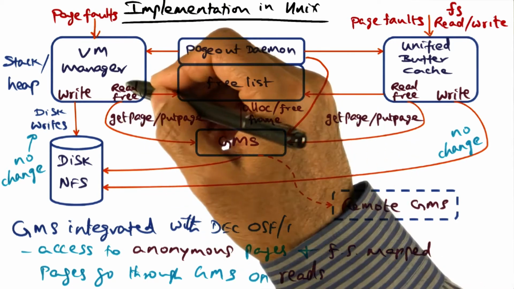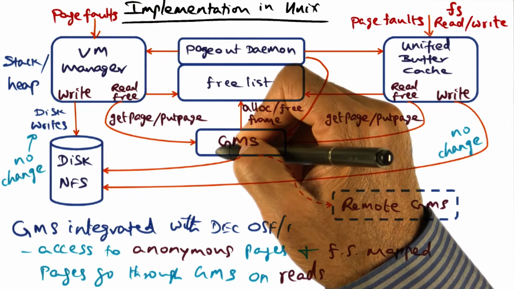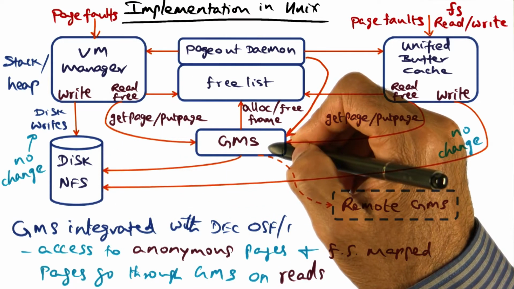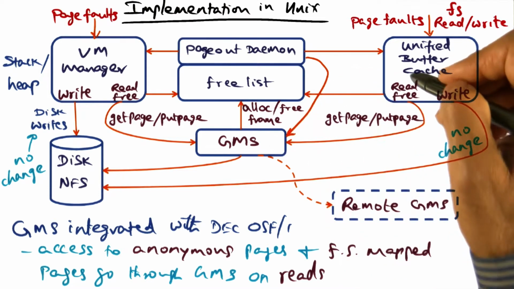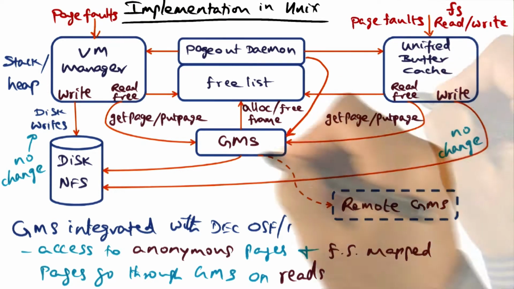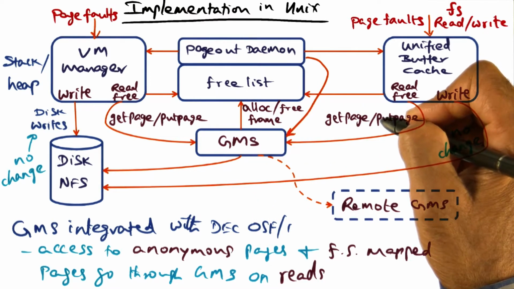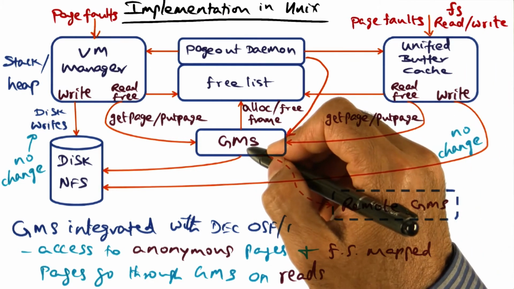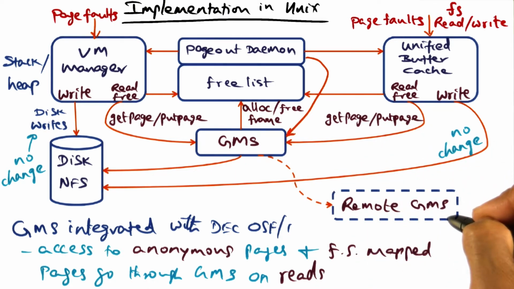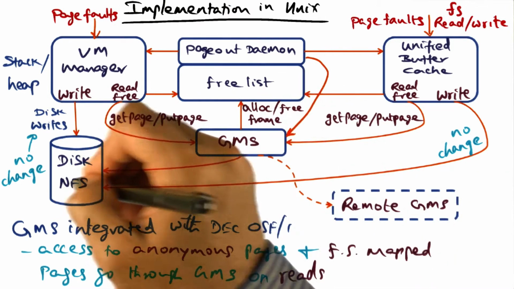Get page is when there is a page fault, I need to get that page. I would go to the disk normally, but now I go to GMS. Let GMS worry about getting it for me. Similarly, if a page is missing in the unified buffer cache, I go to the GMS to say, get me that page for me. And he will then do the work of finding out whether it is in remote GMS, or if it is not anywhere in the cluster, as we've seen in some of the cases, it could be on the disk. It'll get it from the disk.